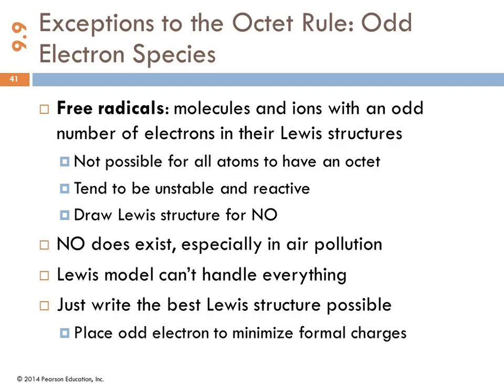So let's draw the Lewis structure for NO, nitrogen monoxide. Well, this is going to be relatively simple. It's going to be nitrogen and oxygen, right? There's 2 atoms. You can only connect them one way. It's a relief after that last one. How many electrons do we have? Well, nitrogen has 5 valence electrons. Oxygen has 6 valence electrons. That gives us 11.